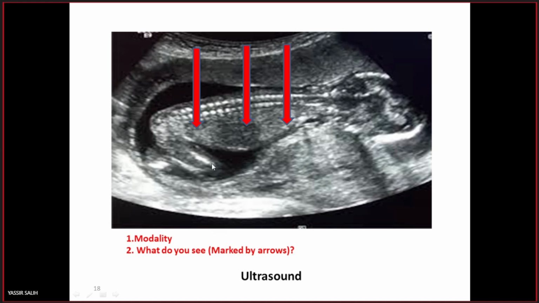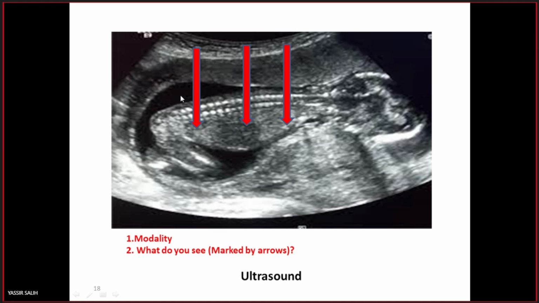What is this? The legs. Femur. Femur, yes. And what is this? The head. Cephalic. Yes, this is the head. And what is this? Yolk sac. Placenta. Yeah, this is placenta. Are you sure? Amniotic fluid. Yes, this is amniotic fluid.